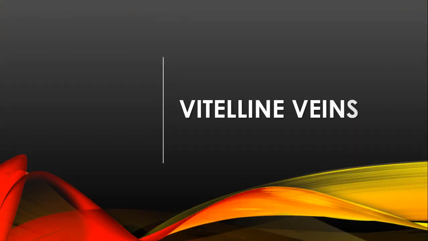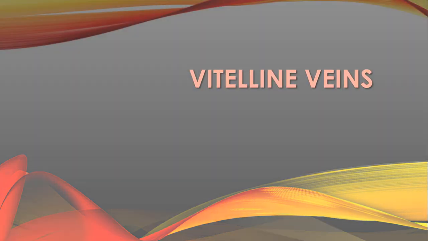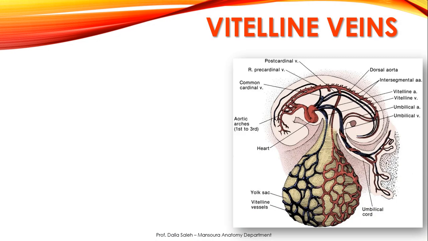Let's start first with the development of the vitelline veins. In this picture, we can see the side view of the embryo. This is the cephalic end of the embryo. This is the head. And this is the caudal end of the embryo. Here we can see the heart loop. It has an inflowing part made of the sinus venosus and the veins draining into it, and outflowing part made by the truncus arteriosus and the arteries coming out of it.